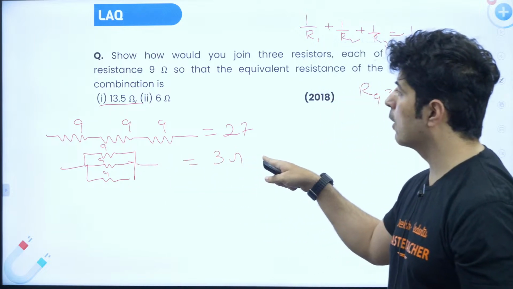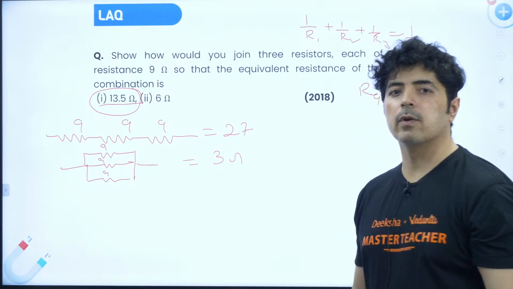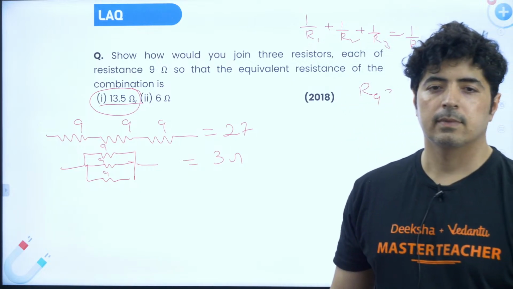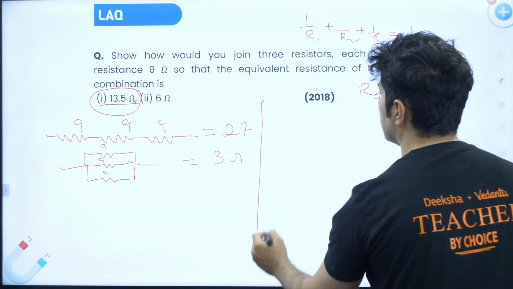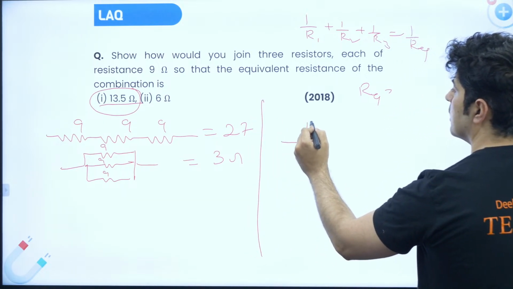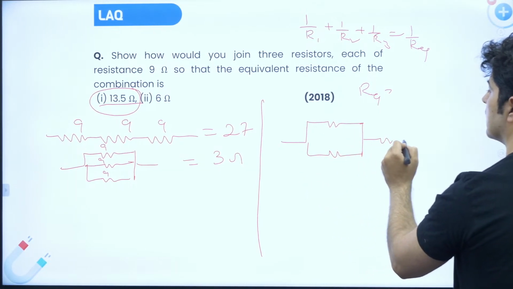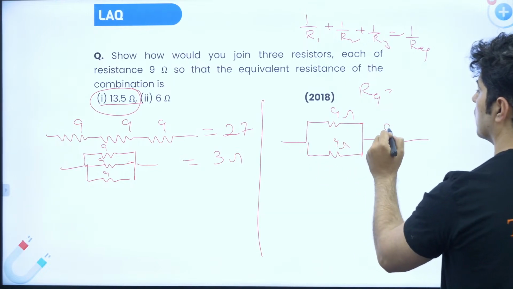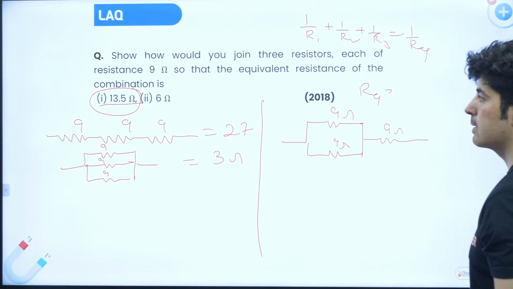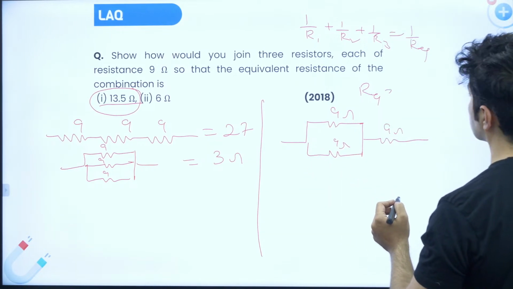They cannot be all 3 in parallel either, because we want 13.5 ohm and 6 ohm. How are we going to get it now? Now let's do a combination of it. Let's keep 2 of them in parallel and 1 of them in series. Let's try this. This is 9 ohm, 9 ohm and 9 ohm. Let's calculate this. First these 2 parallel combination, let's solve this.